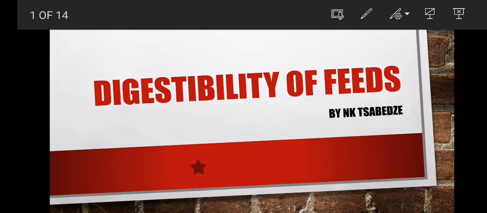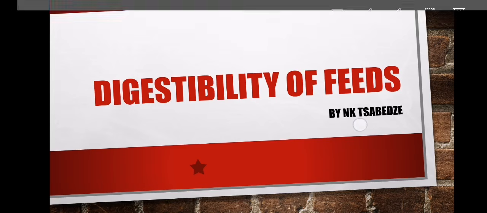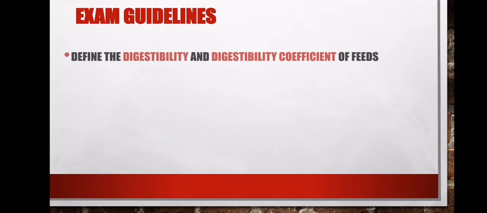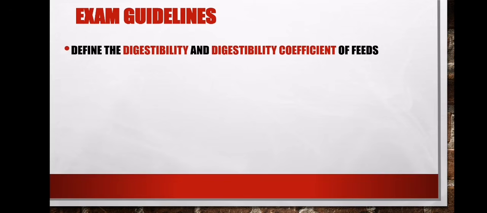Okay, greetings, people. We have to look at this chapter, which is digestibility of feeds. I will not spend your time. I will try to explain in a brief way. When we look at this chapter, there are a few things I want you and me to check, which are the exam guidelines or the aims of this lesson. The first thing: you must define digestibility, and we must also define digestibility coefficients. We will check that when we start defining.